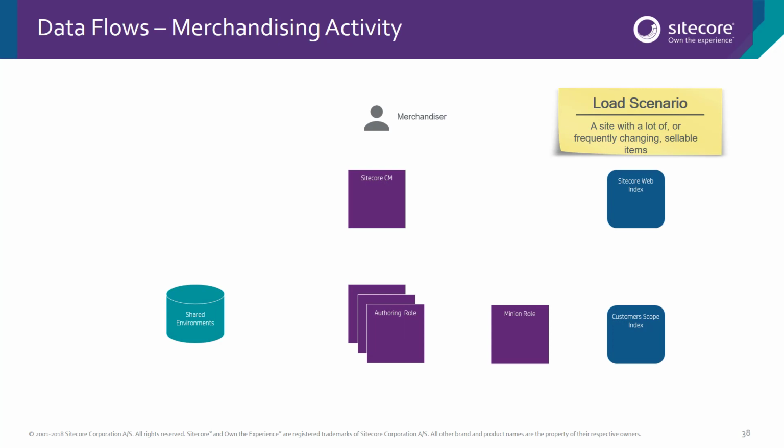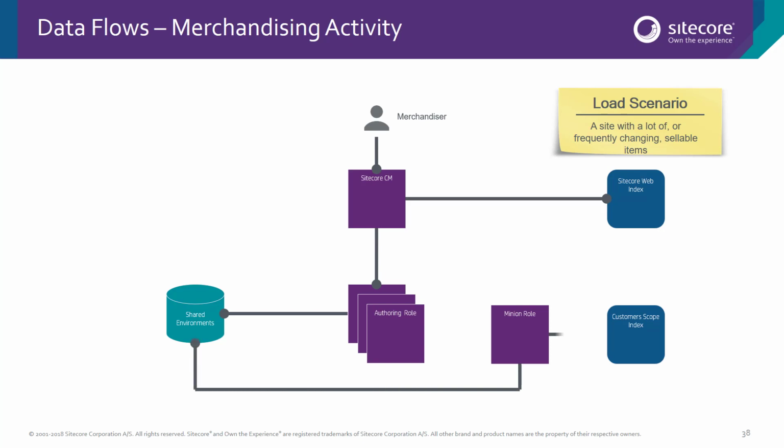Looking at the load scenario for merchandising activities, how would a site with a large amount of catalog items, or say a site with frequently changing catalog items, need to be scaled? In this scenario, your site would experience load on the following entities: the Sitecore content management instance, the web index, the storefront minion roles, the shared environments database, and the catalog items scope index. So you'd have to scale these entities to match the load that you're seeing.